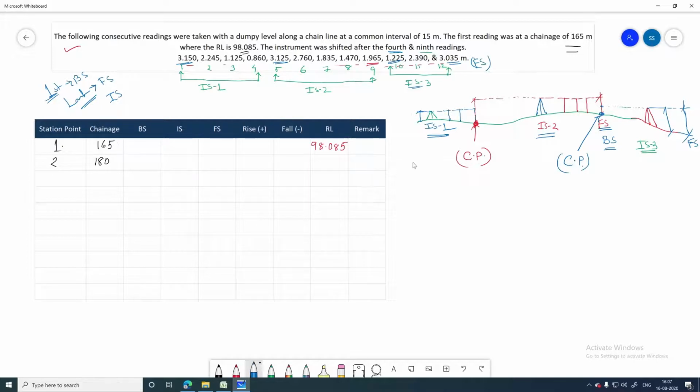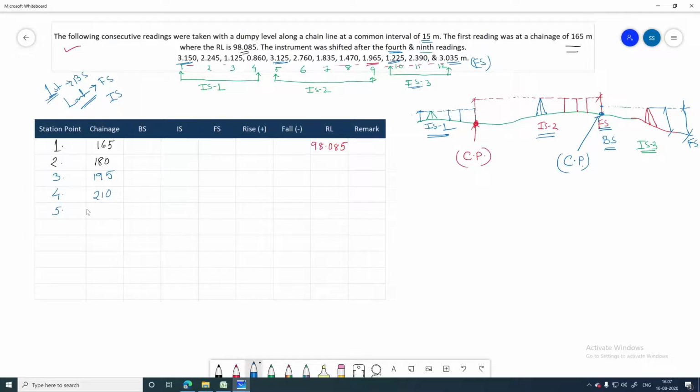Okay, so let's put all the values in this particular table and solve the problem. I have already told you the first station point is 165 and the second station point is 180. What will be the third station point? The chainage value will be 180 plus 15, because 15 is a common interval, right? So 195. The fourth will be 195 plus 15, that is 210.